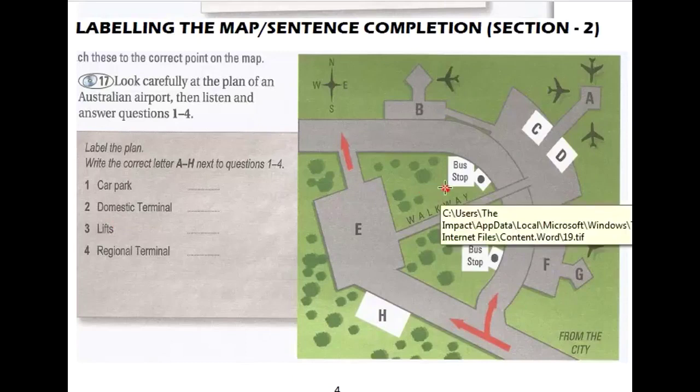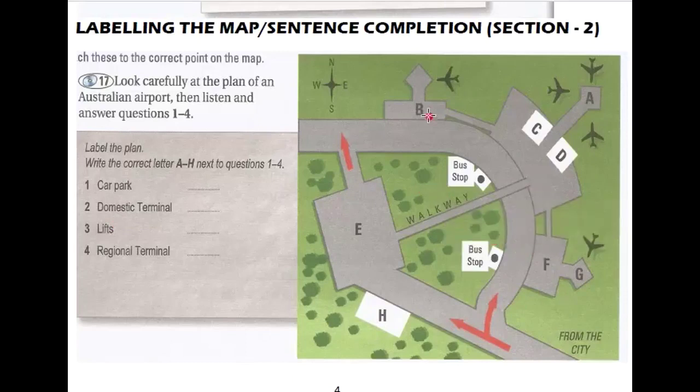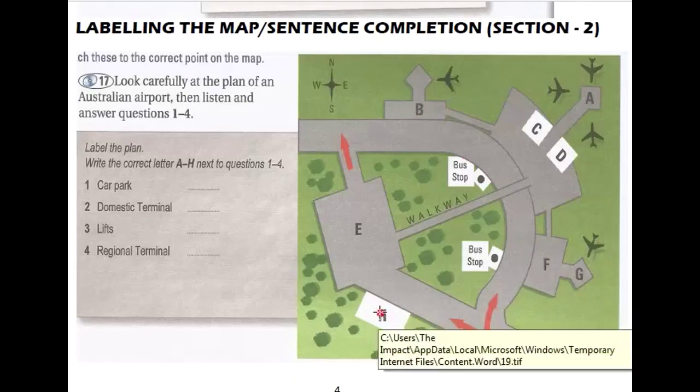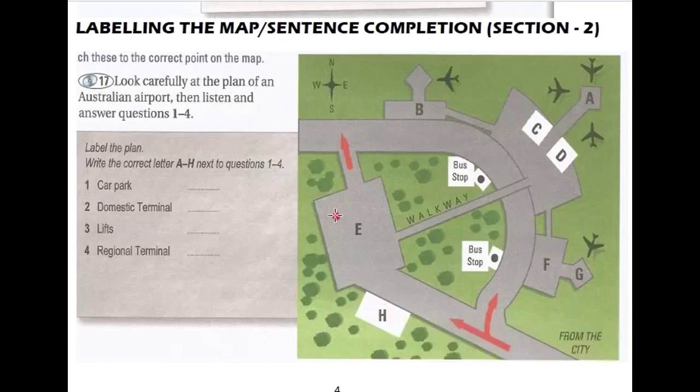The airport has 3 terminals which are joined together to form one large building shaped rather like a crescent. If you're coming from the city by car, you'll see a big cargo building on your left as you approach the airport, and then the car park is a rectangular building beyond this.